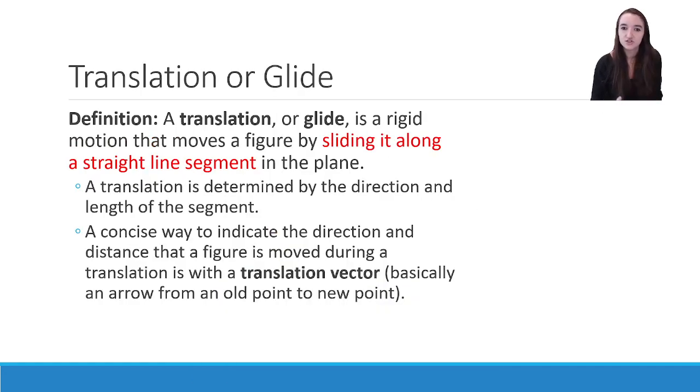Next, we have a translation, also known as a glide, which is a rigid motion that moves a figure by sliding along some straight line segment in the plane. A translation is determined by the direction and length of that segment. So a concise way to indicate the direction and distance that a figure is moved during a translation is with a translation vector, which is basically an arrow from old point to new point.